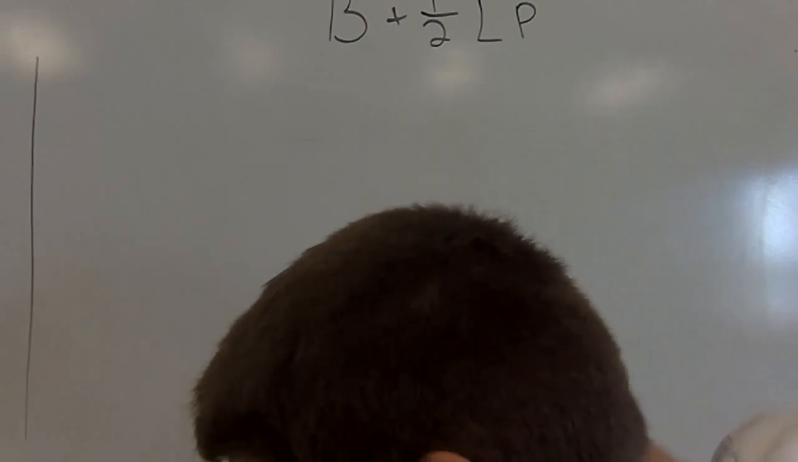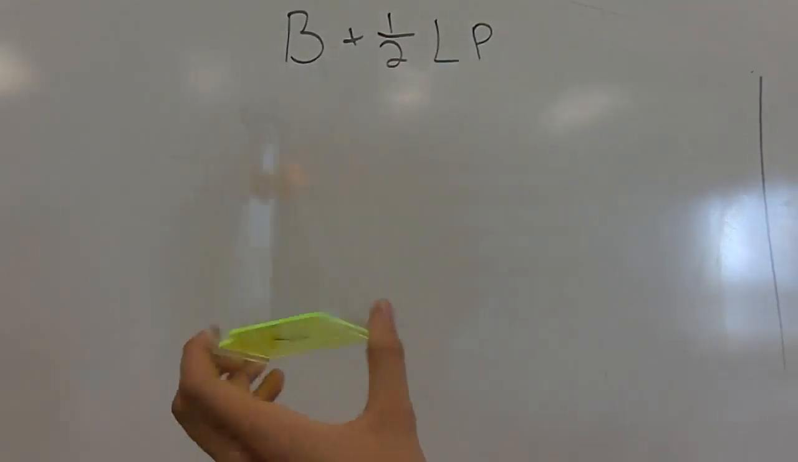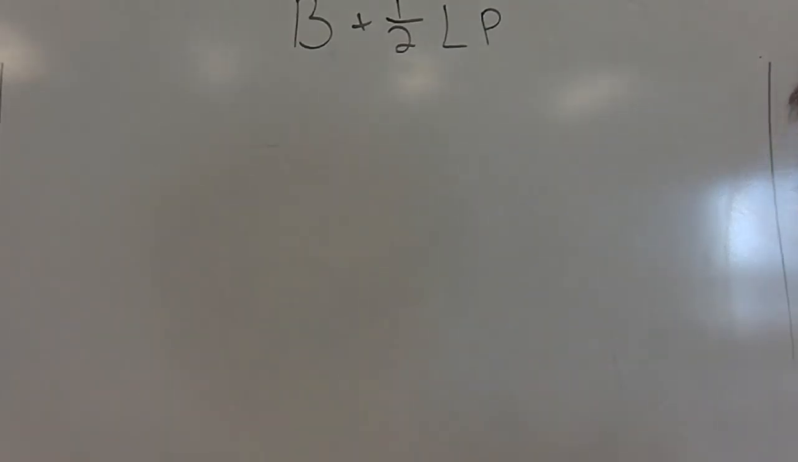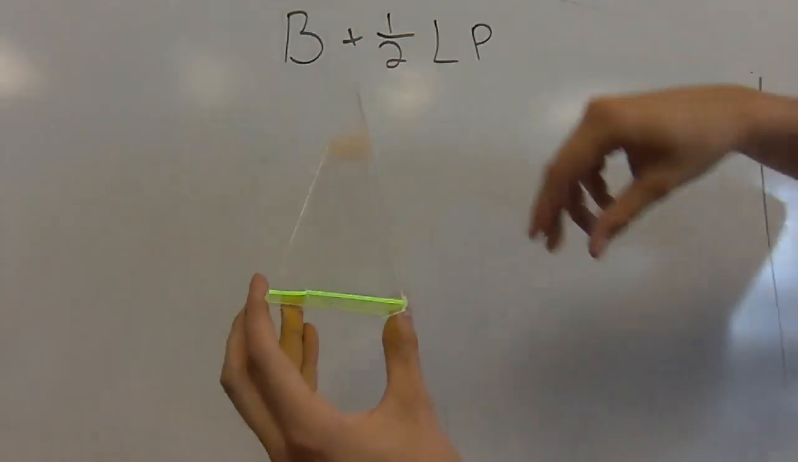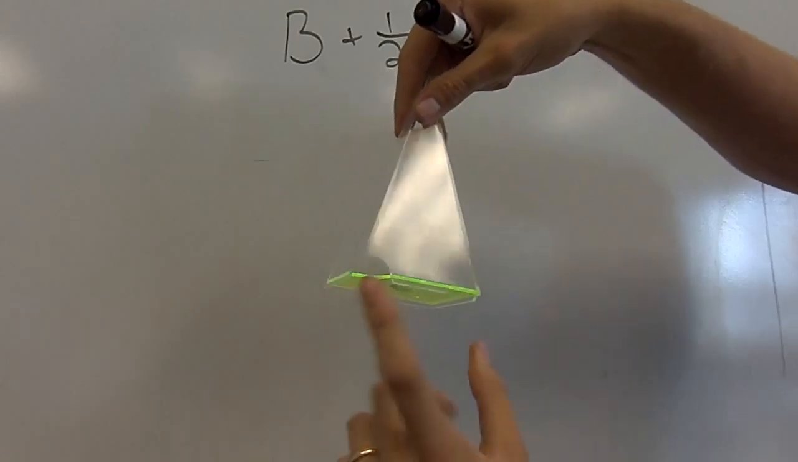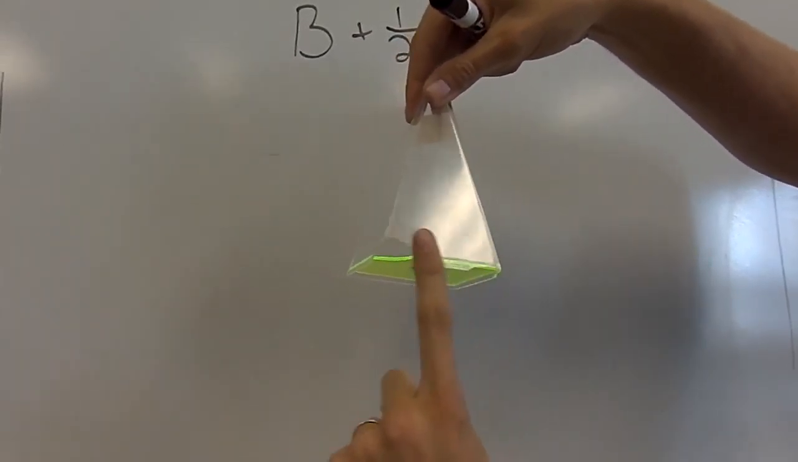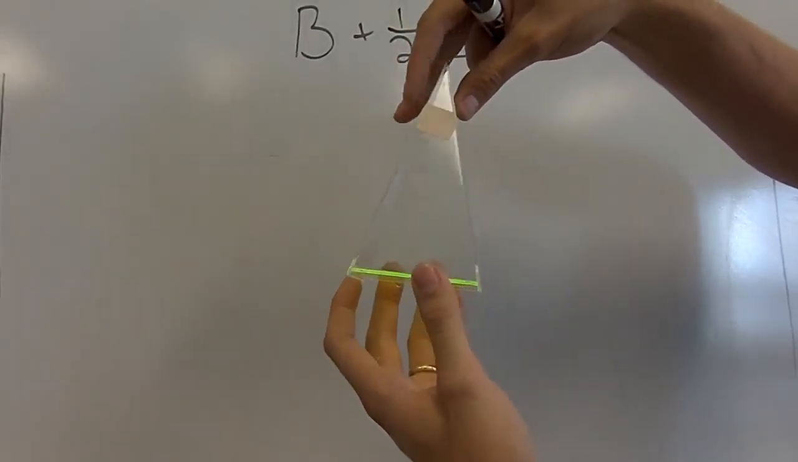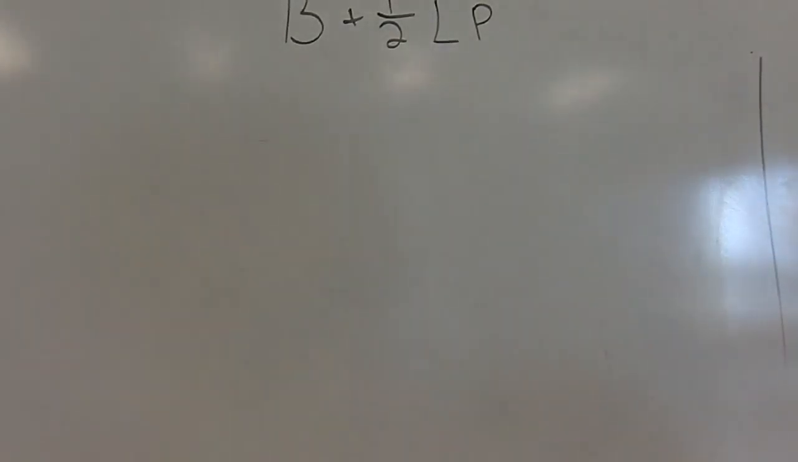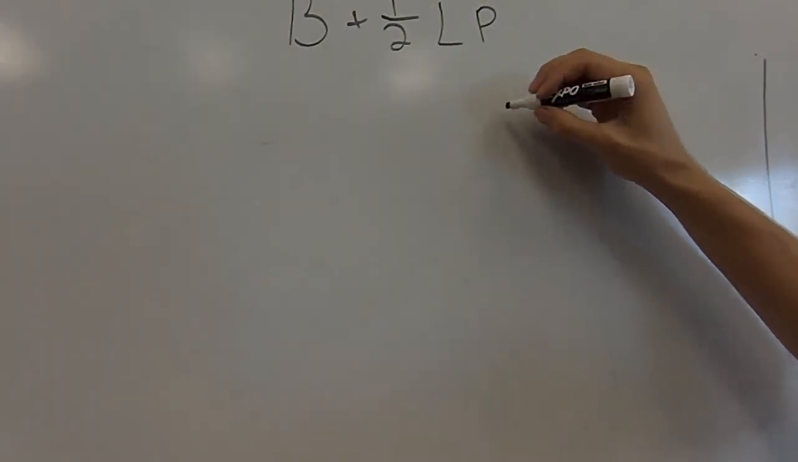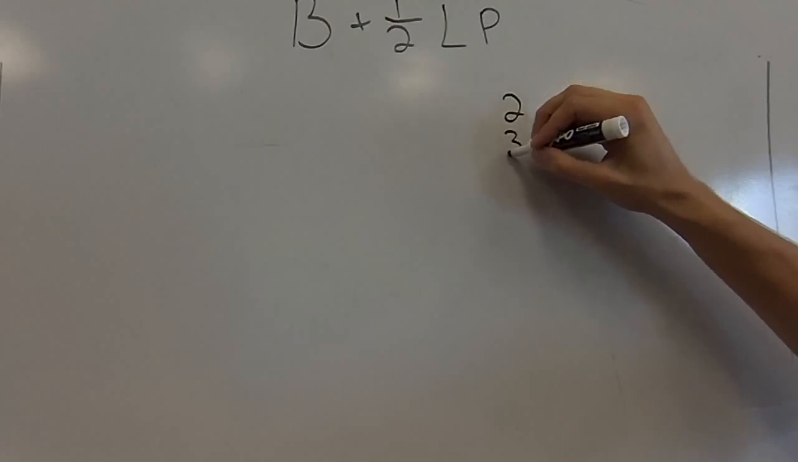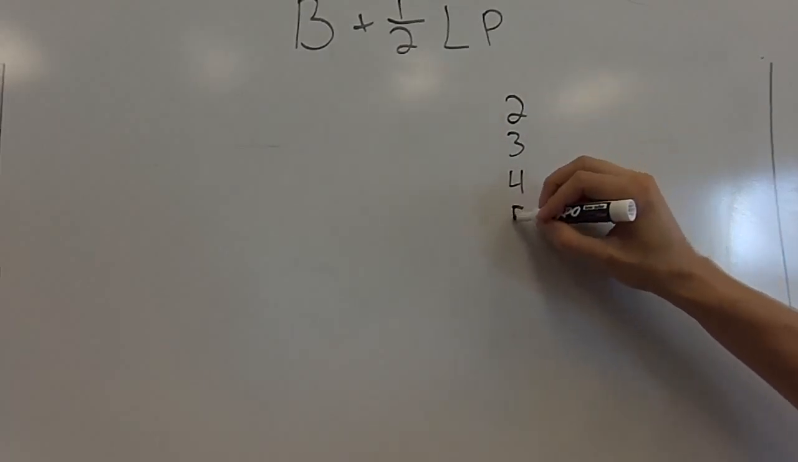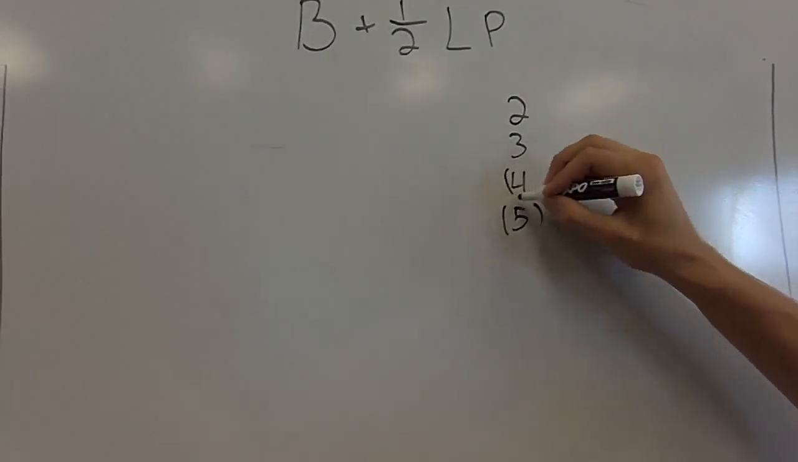Well, let's start with the rectangular pyramid. Let's pretend for a moment that each base of the 4 triangles is different. Let's say I had a base of 2, 3, 4, and 5.